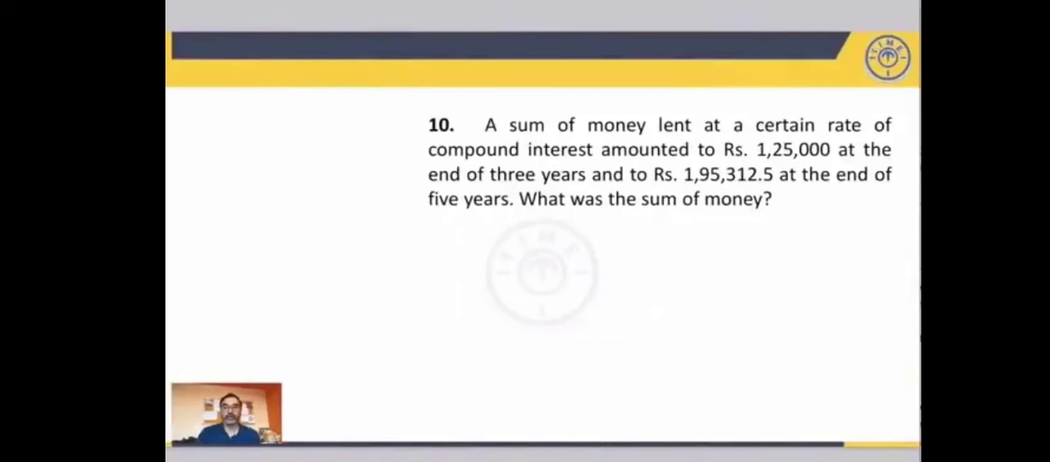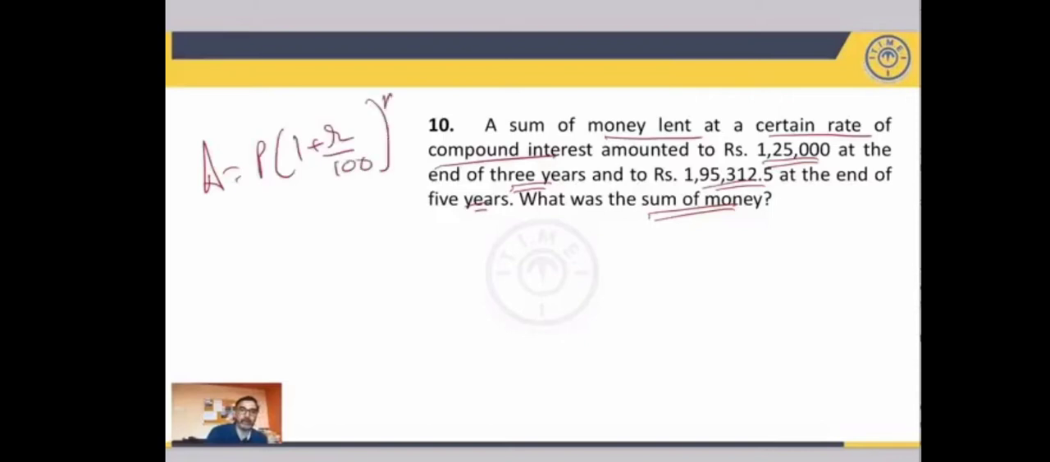Question: a sum of money lent at a certain rate of interest under compound interest amounts to 1,25,000 at the end of 3 years and to 1,95,000 at the end of 5 years. What is the sum of money? So now, amount A is equal to P into (1 + R/100) whole power n.